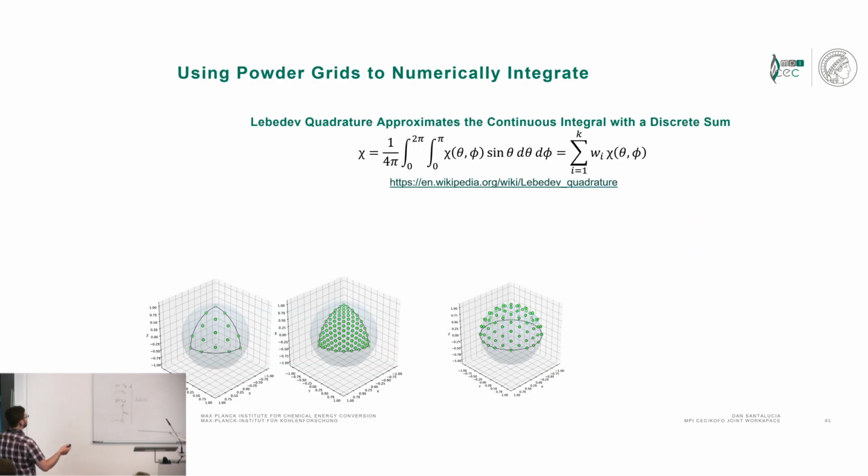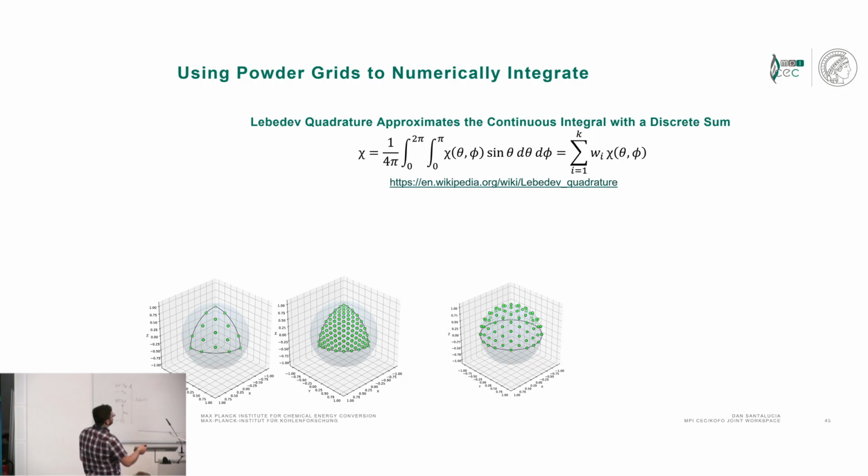So how do we actually do this integration? It's extremely computationally intensive. It's much simpler. What we're going to do is what's called Lebedev quadrature. We're going to approximate this continuous integral with a discrete sum over grid points, okay?